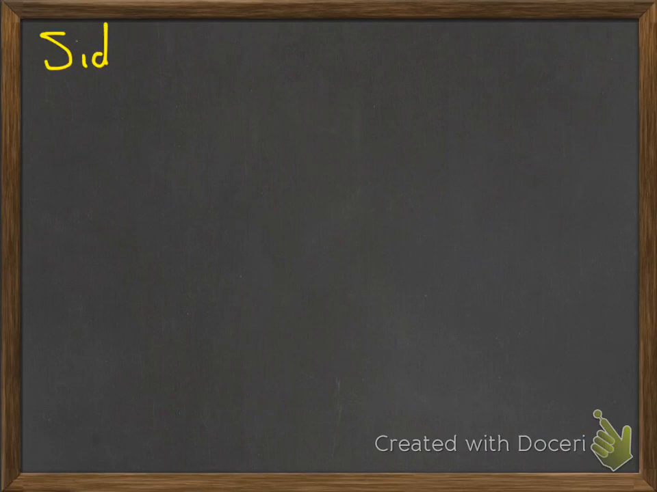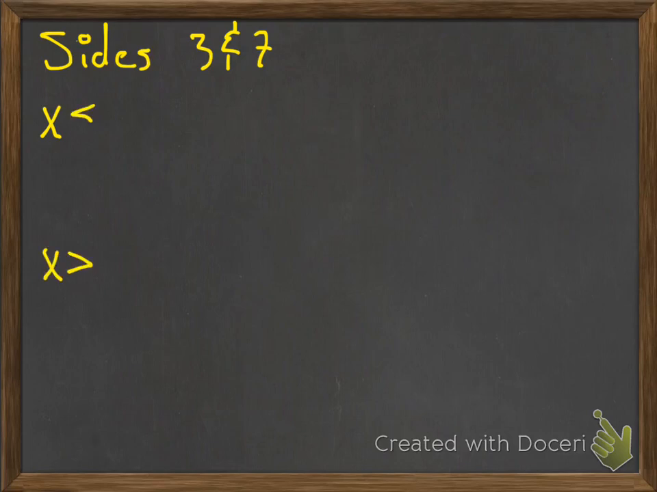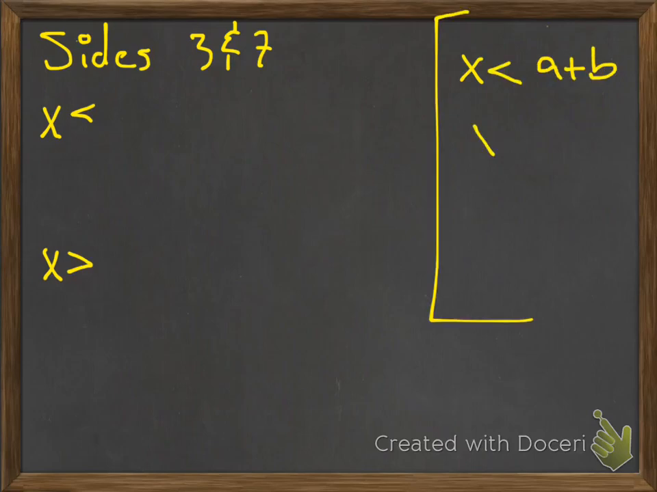Okay, so let's try this. Let's say I give you sides 3 and 7. I need something less than and something greater than. I might make this part of my notes. X needs to be less than adding the two sides, a plus b. X needs to be greater than b minus a, subtracting the two sides. Now, when I say b minus a, I'm saying the bigger one minus the smaller one. Always the bigger one minus the smaller one.